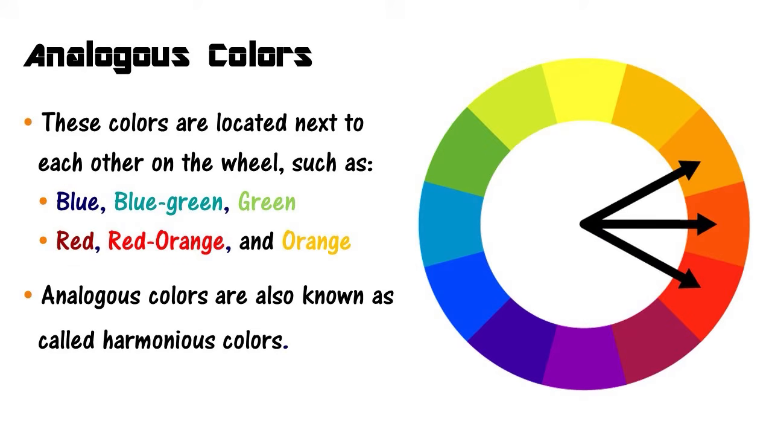Next we have analogous colors. These colors are located just next to each other on the color wheel, meaning 3 consecutive colors. Like we have examples blue, blue green, green, and red, red orange, orange. So likewise you can find so many colors. And analogous colors are also known as the harmonious colors, because whenever they are used in a combined form they create harmony.